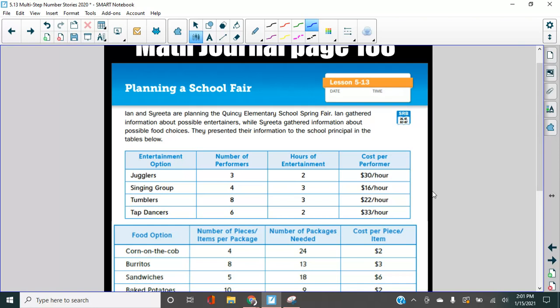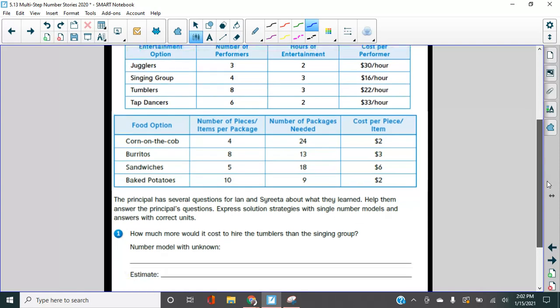All right, let's see if you did that carefully. What are they trying to plan? They're trying to plan the spring fair. And how much does a burrito cost per item? $3, right? There's burritos, cost per item, $3. Okay, so making sure we understand the table is important. And now let's move to some of the questions.